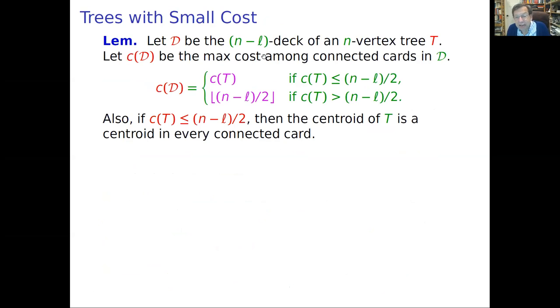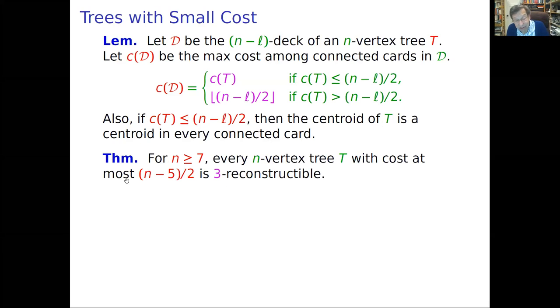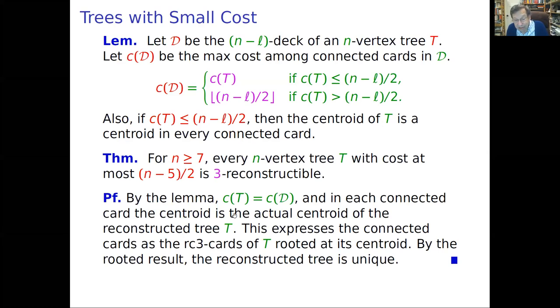When we look at the maximum cost among the connected cards in the deck, that's going to be equal to the cost of the tree if the cost of the tree is at most (n minus l) over 2. And furthermore, very important, if the cost of the tree is at most (n minus l) over 2, then the centroid of T is actually the centroid, or a centroid, in every connected card. What that enables us to do is to show very easily that trees with cost at most n minus 5 are three reconstructable, because we can find the cost from the deck using this lemma. And since in each connected card the centroid is the actual centroid of the reconstructed tree, the deck can be interpreted as the RC3 cards of the tree rooted at its centroid. The rooted result then tells us that the reconstructed tree is unique.